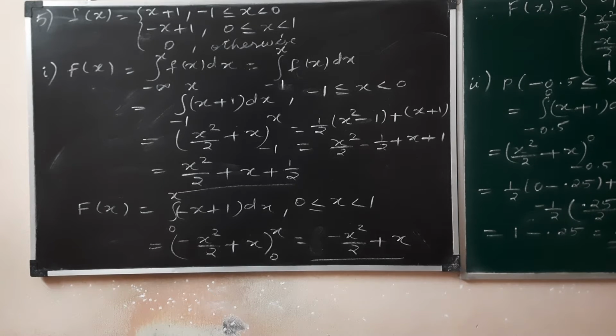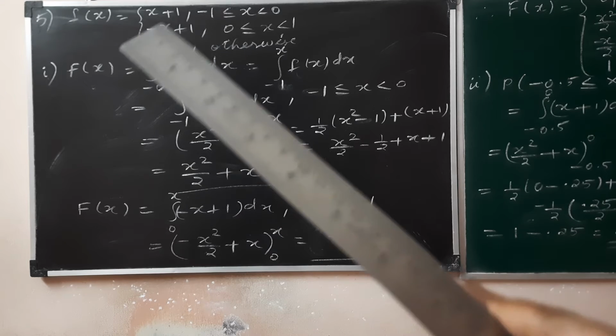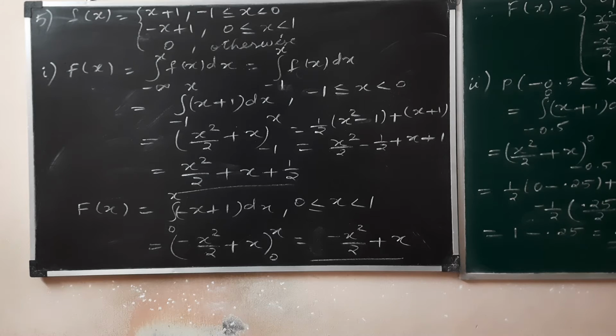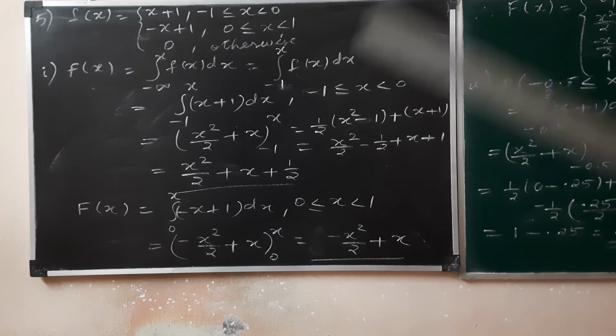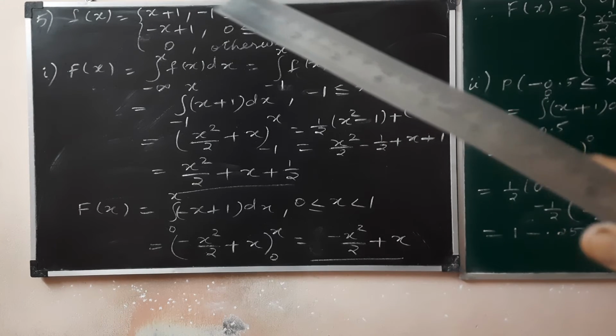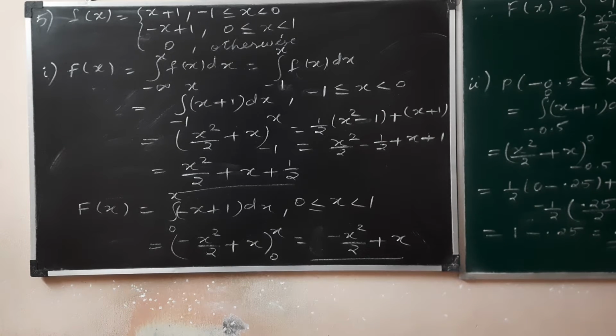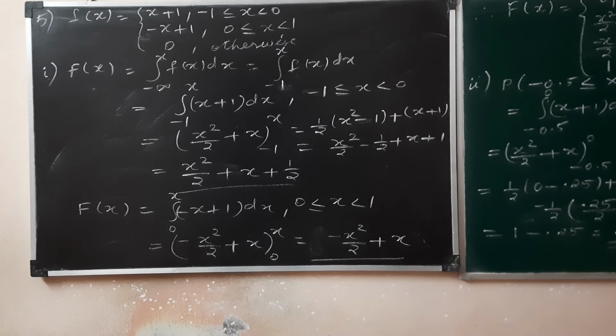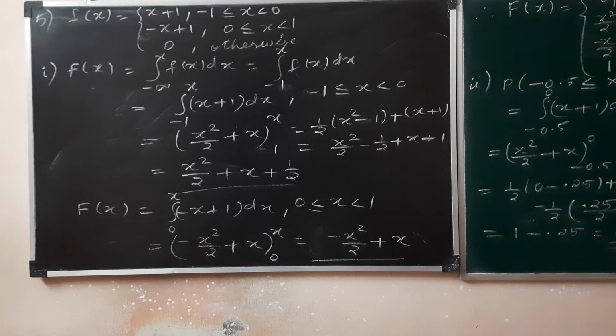And so capital Fx is basically defined as integral minus infinity to x of fx dx. Actually the lowest limit is minus 1, so we can change it as minus 1 to x. And by minus 1 to x I mean the first part, that is minus 1 less than or equal to x less than 0. So we are finding capital F only for this range. We cannot find capital F for the whole fx. You have to split it into the two ranges. So minus 1 to x of fx dx for minus 1 less than or equal to x less than 0 means it is x plus 1 that is to be integrated.